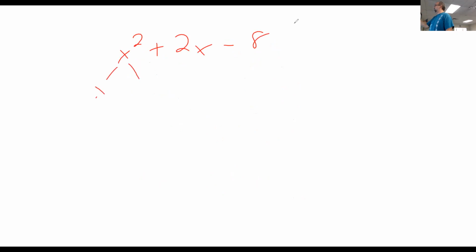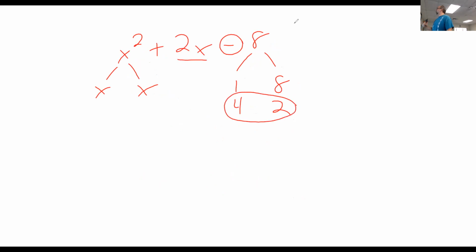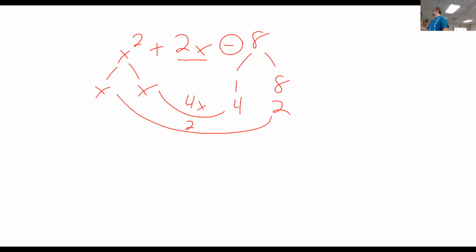Separate out the terms, x and x. Separate the last term, 1 and 8, and 4 and 2. Then we look at our last sign here. The sign is negative, so that means we're going to be subtracting the factors to get the middle term. It looks like 4 and 2, subtracting them will give us the 2x. So we're going to have 4x and 2x. 4 minus 2x will give us 2x, which is what we want.